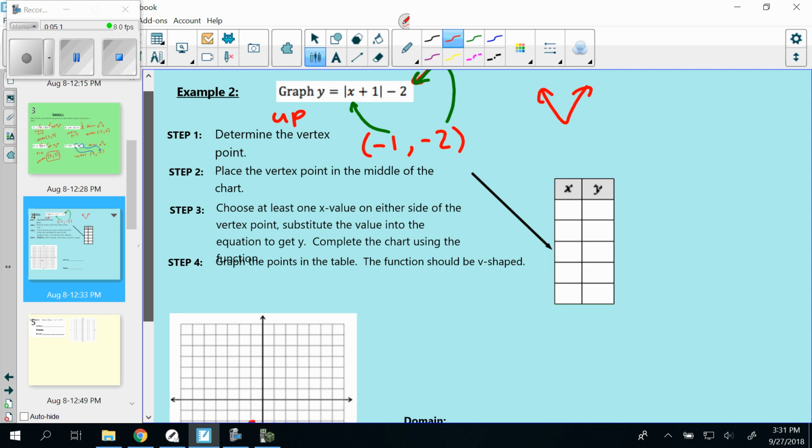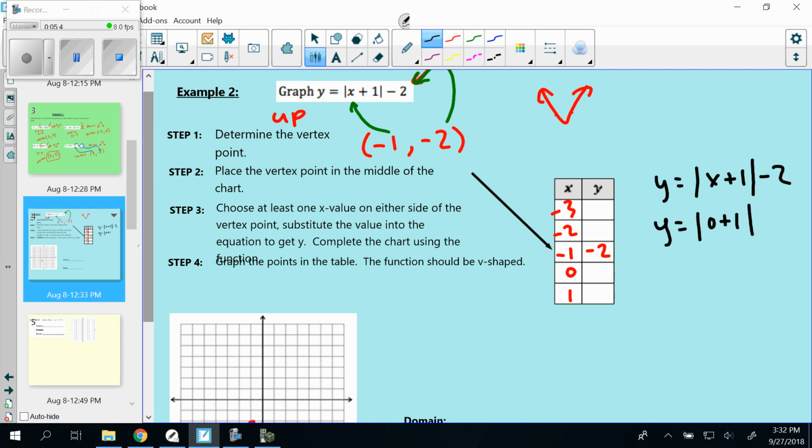If we know the vertex is (-1, -2), this graph is symmetrical on each side. So we can put in some points bigger than -1 and some points smaller than -1 and figure out what those are going to be. For example, if we put 0 in place of x, what is this going to equal? So here's our function. If we replace x with 0, what's this going to come out to be?